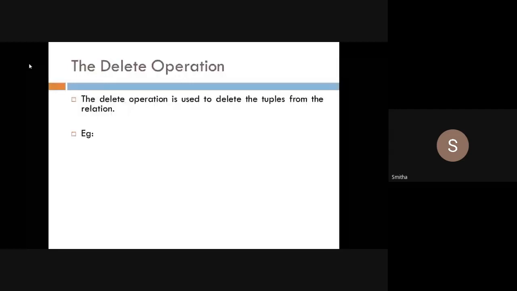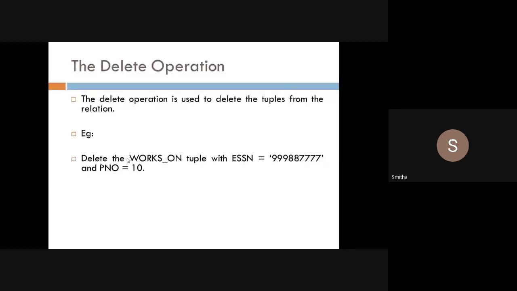So the delete operation. The delete operation is used to delete the tuples from the relation. So how can I give that example? Delete the works on tuple with ESSN equal to something and P number equal to 10. Now, how can I give the command? I can tell the DBMS that I want to delete a particular tuple. So how to mention that? I can give its unique identifier. If I want to delete the information regarding USN1, then if I give USN equal to that particular value, then it will delete that.